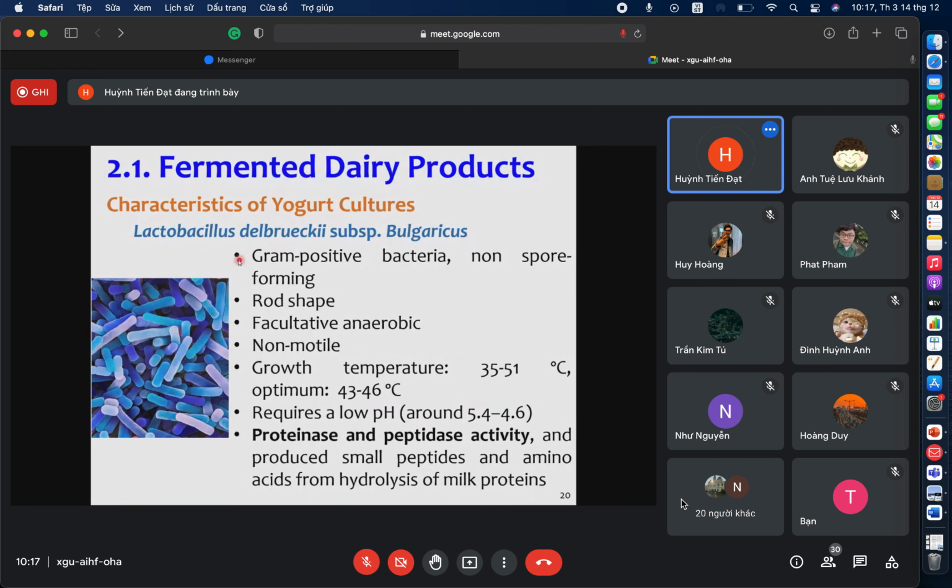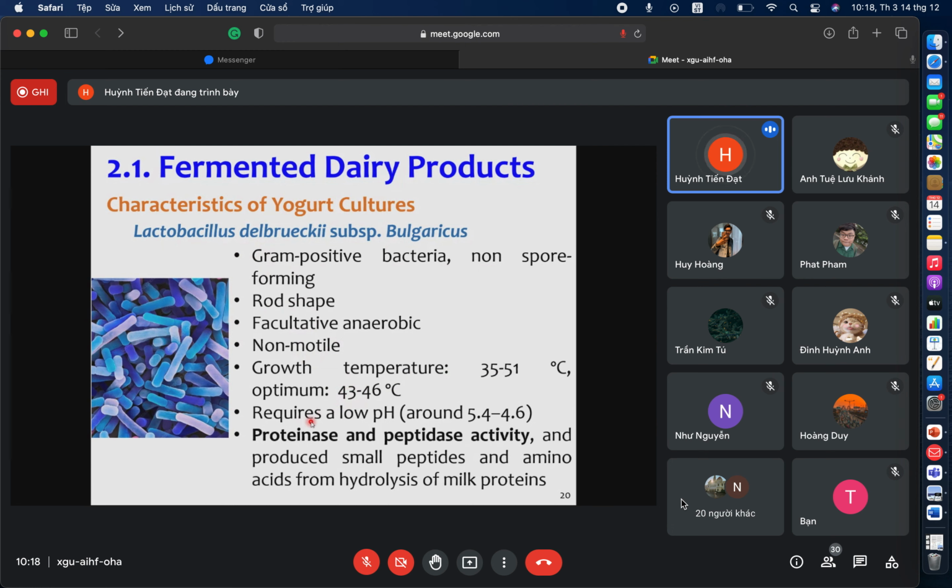The second culture, normally we use Lactobacillus, the delbrueckii subspecies bulgaricus. Normally the name bulgaricus is used. So this one is a gram-positive bacteria, non-spore forming, rod shape, not round shape like the Streptococcus, okay? Rod shape is long like this. Facultative anaerobic, normal size, grows at temperatures like 35 to 51. Optimum around 43 to 46. So we maintain about 43. That's suitable for both Streptococcus and Lactobacillus.